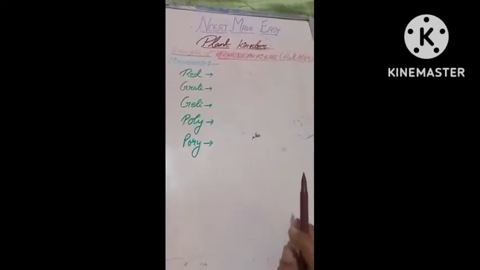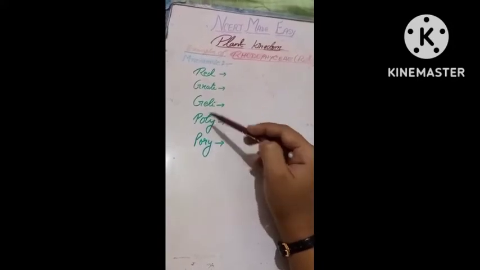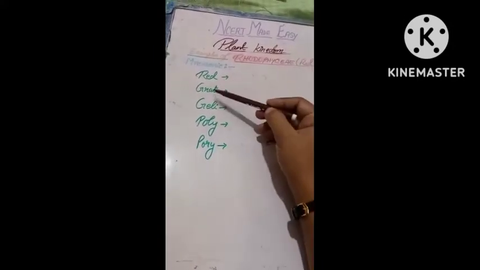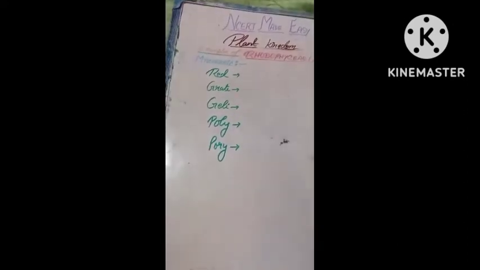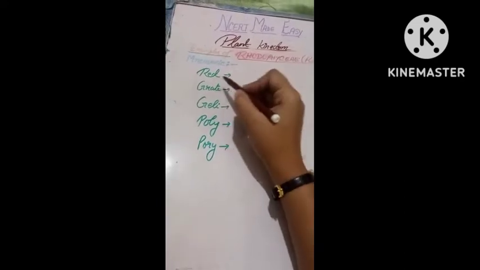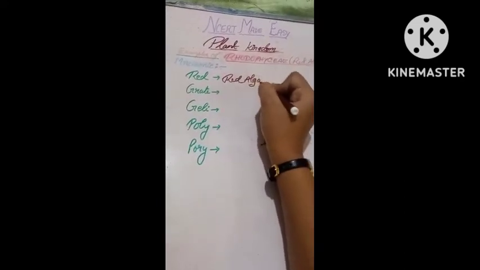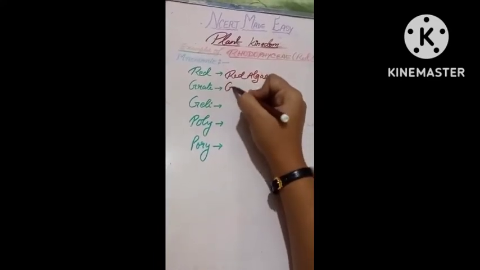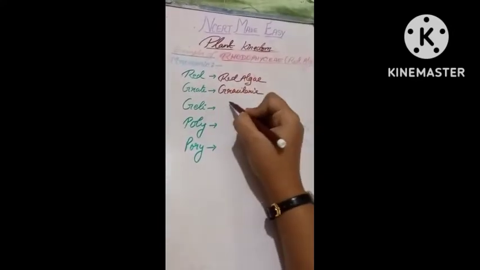Now coming to red algae or Rhodophyceae. Its mnemonic is: red, great, jelly, polypody. Very easy, only 5 words. How does this mnemonic represent the examples of Rhodophyceae? Let me show you all. Red represents red algae, very easy. Great means Gracilaria. Jelly means Gelidium.